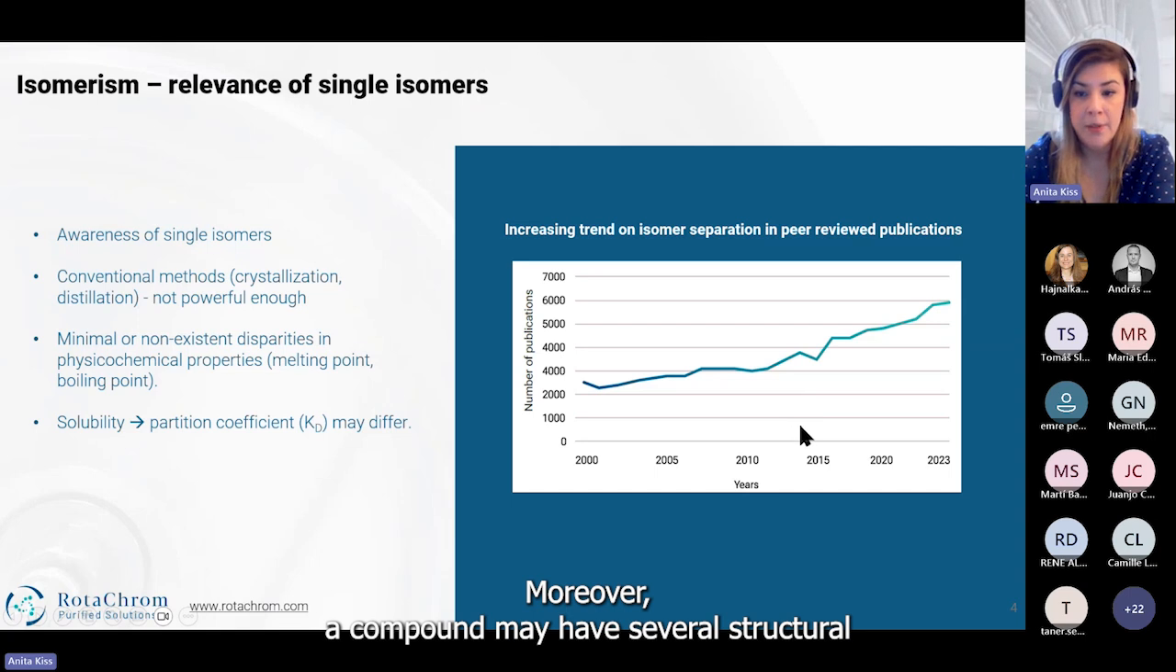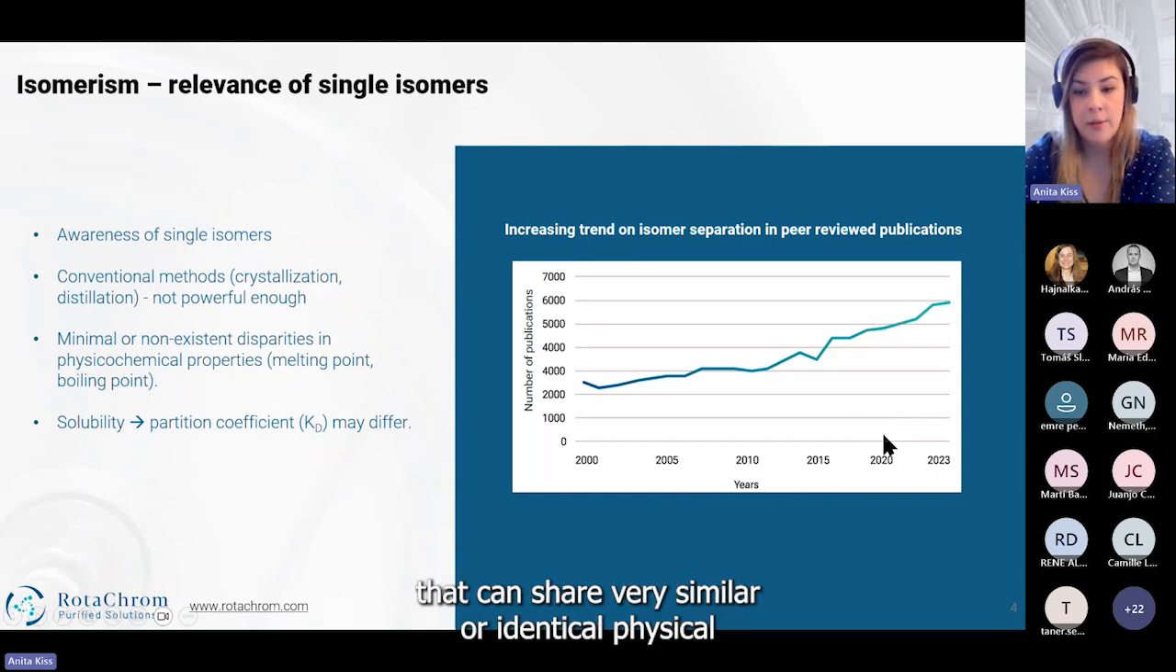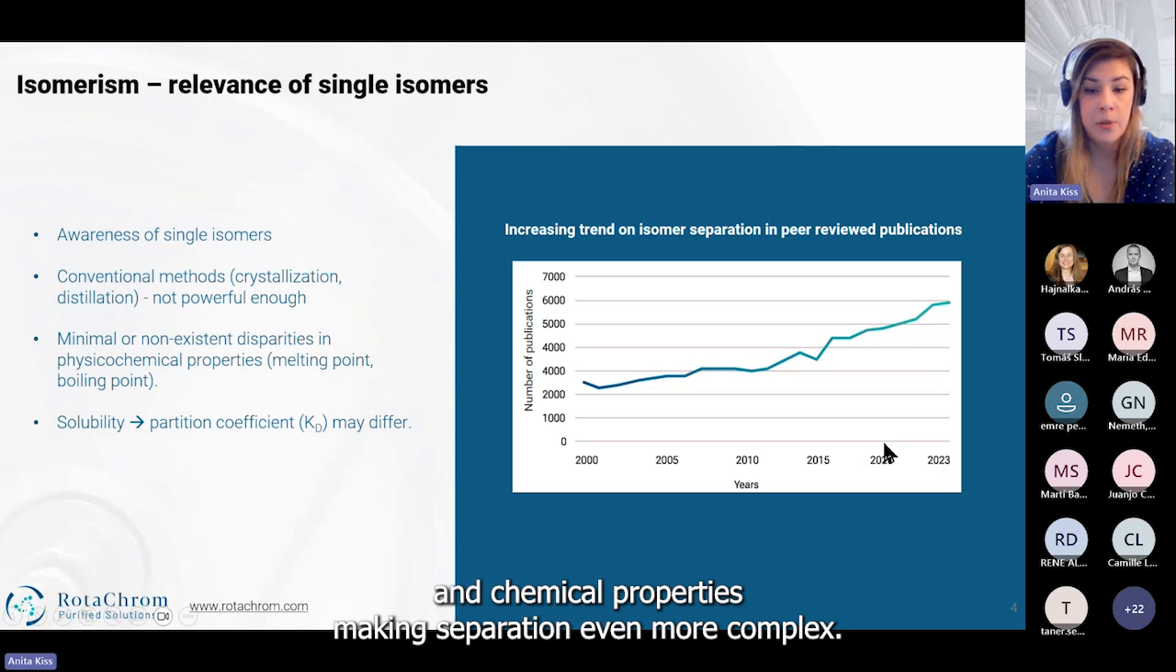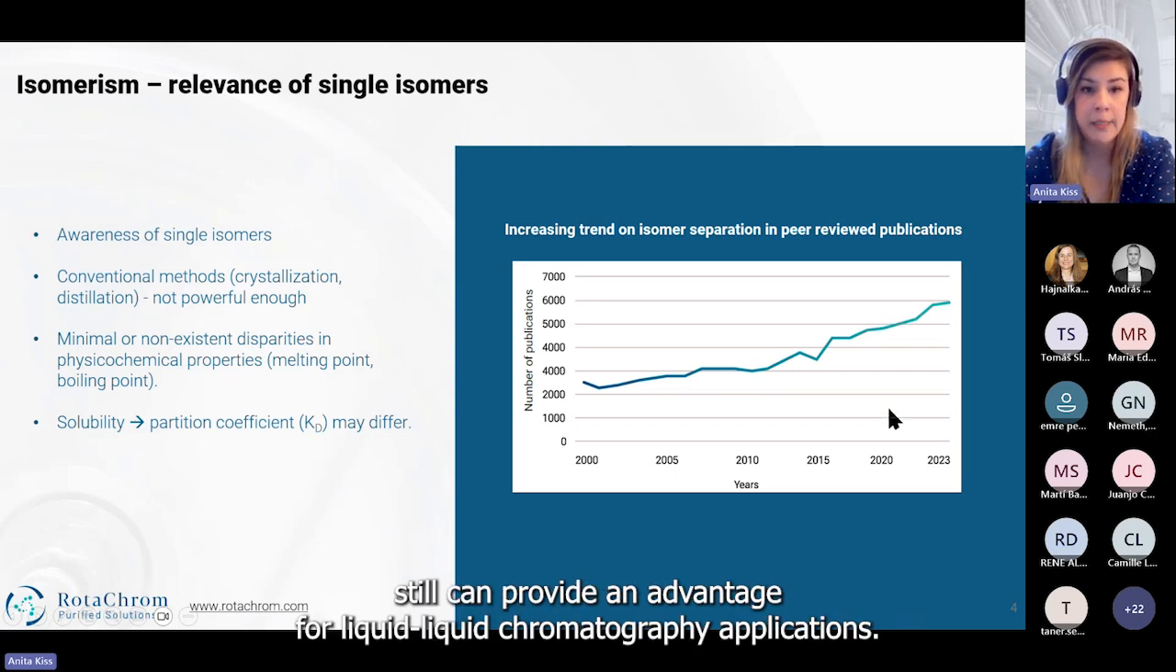Moreover, a compound may have several structural isomers or stereoisomers, or sometimes even both, that can share very similar or identical physical and chemical properties, making separation even more complex. Despite this, differences in partition coefficient values or solubility can still provide an advantage for liquid-liquid chromatography applications.